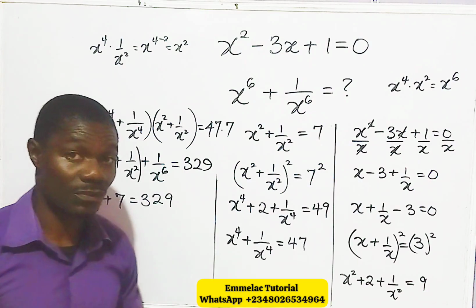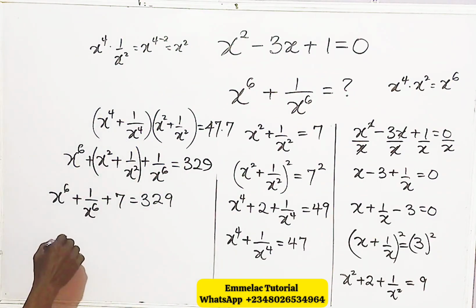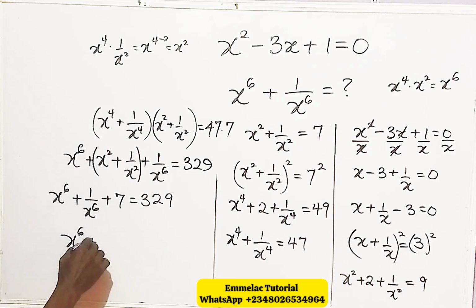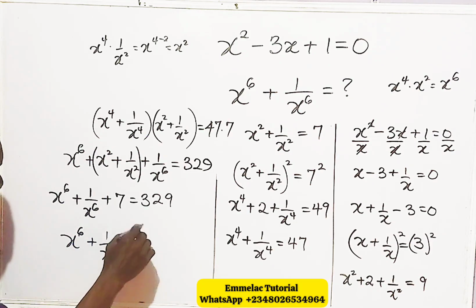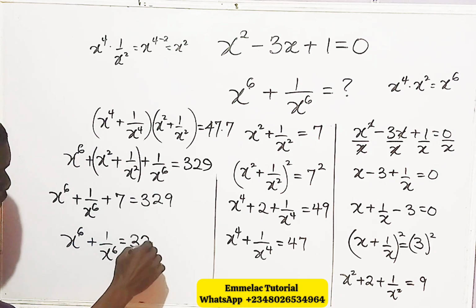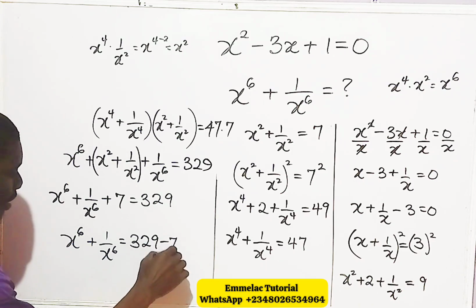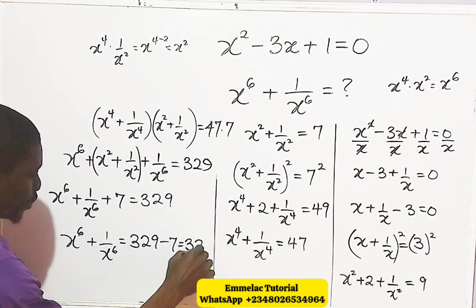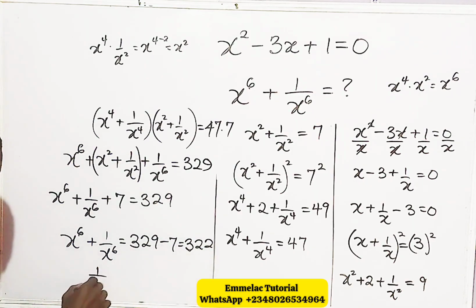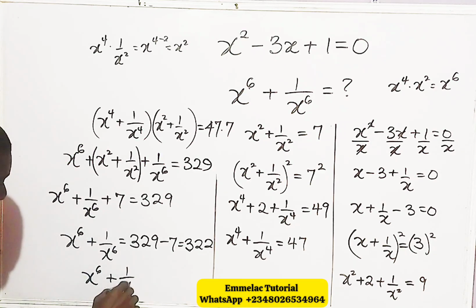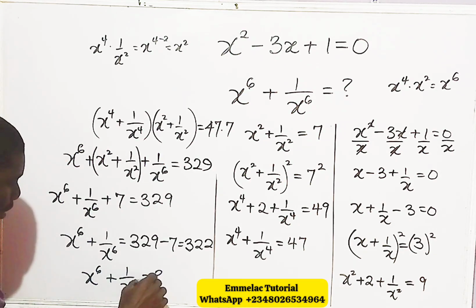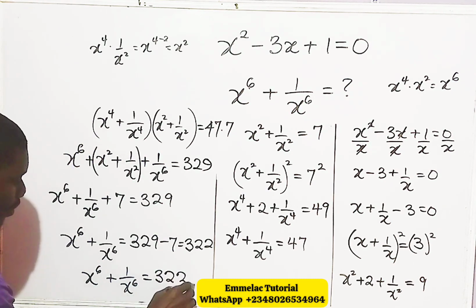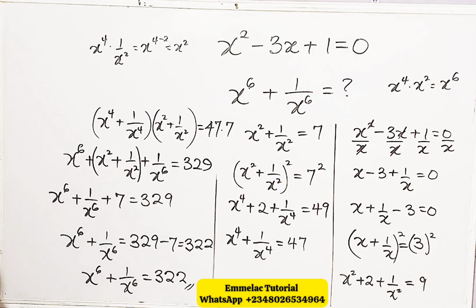So let us subtract 7 from both sides of the equation. We have x raised to 6 plus 1 over x raised to 6 equals 329 minus 7. This will give us 322. So x raised to 6 plus 1 over x raised to 6 equals 322 as the final answer.